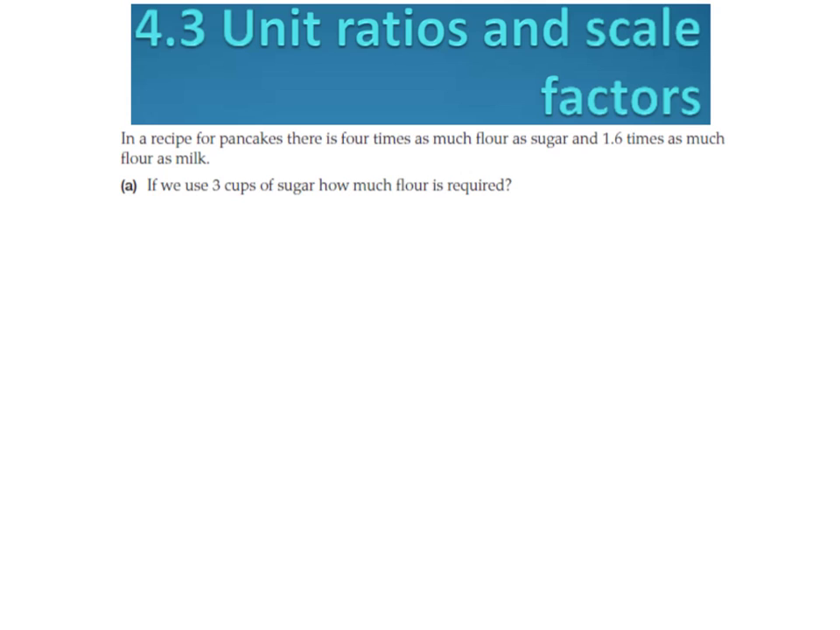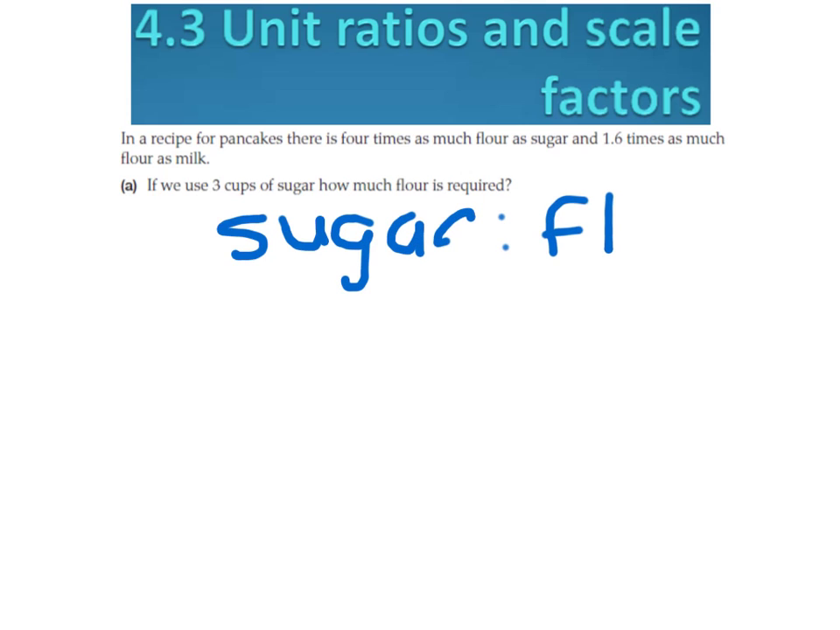Okay, so this question here has a little bit of information in it. It tells us the recipe for pancakes. There are 4 times as much flour as sugar and 1.6 times as much flour as milk. So there's a few different things for us to think about. First of all, this question is asking us to compare sugar to flour. So I'd be writing that down. And from the information above, it tells us that for sugar, flour is 4 times the amount. So I can give that as 1 to 4.